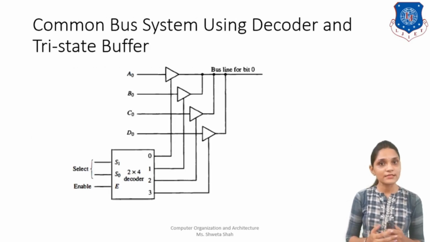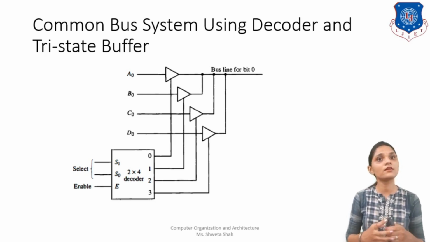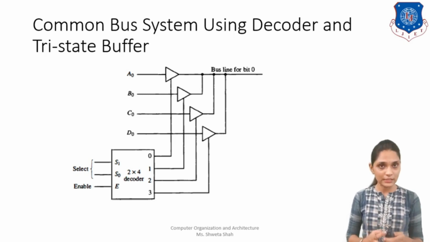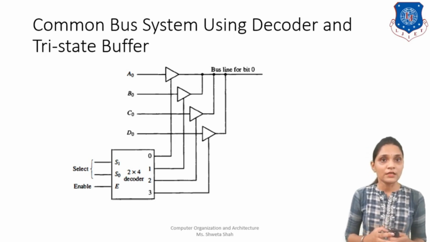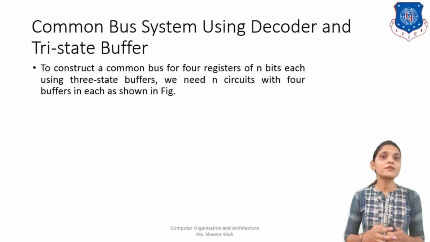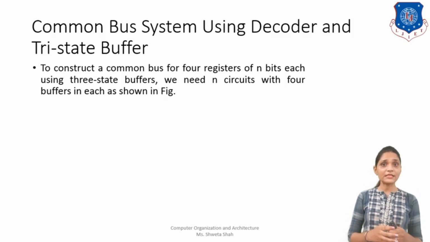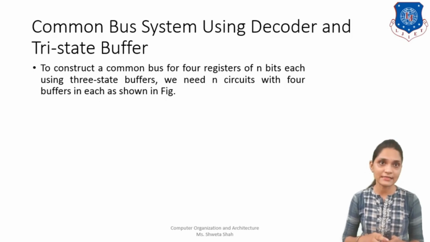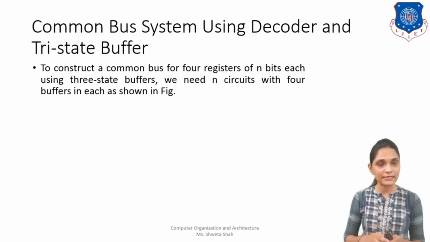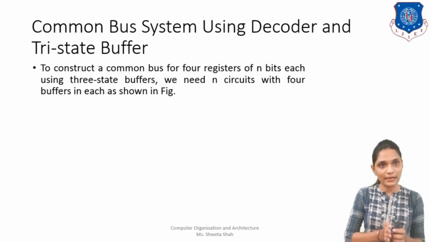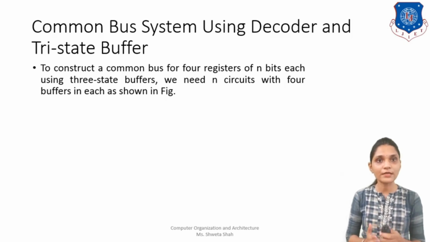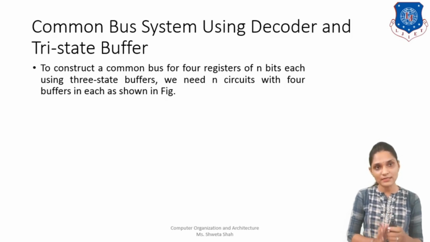Okay, so this is the circuit, and it is very easy to understand how we can design this common bus system using a decoder. The system is much easier as compared to a multiplexer. And to construct this common bus for 4 registers of n bits each using tri-state buffers, we will need n circuits with 4 buffers in each, as we have seen in this figure, but we will require this replica n times, for n bits. For example, if you have 8 bits, you will require 8 replicas of this circuit. If your system is 16 bits, you will require 16 replicas of this same circuit.